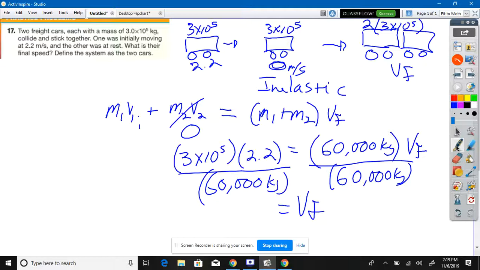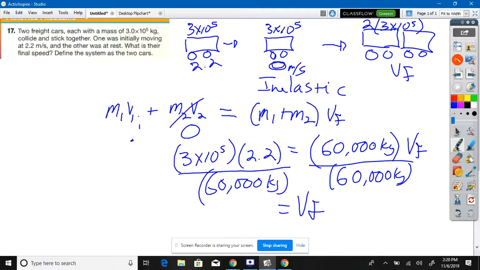Okay, so this car was at 0. So we do not need this data point. The question was, should we take out the mass for the second car? Well, the velocity is 0, so this becomes 0. So now all we have is the mass and initial velocity of one car right here. You combine the masses. Each one is 3 times 10 to the fifth, and that becomes 6 times 10 to the fifth.